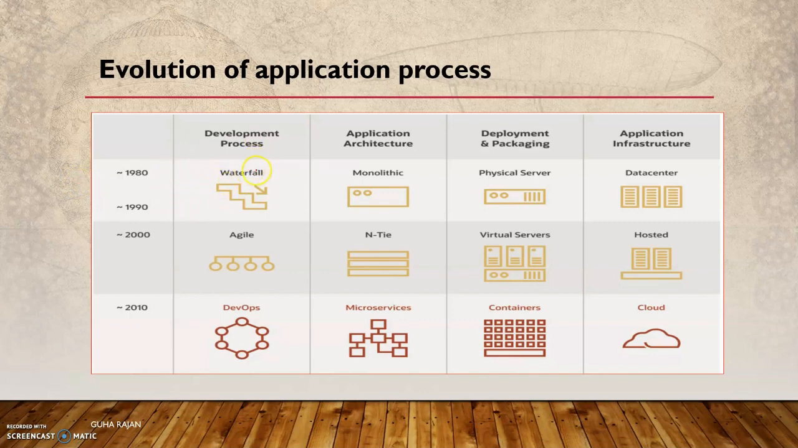1980s and 90s, we had the waterfall model, and the application was monolithic, and there were physical servers. If it was a big corporate, Fortune 500 company, all the physical servers were lined up in the data centers. Then in 2000, it was agile. These are development methodologies.